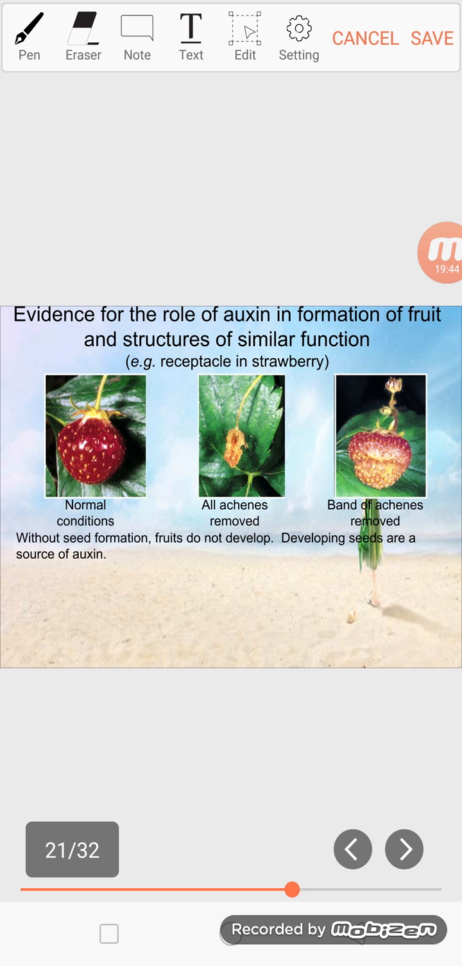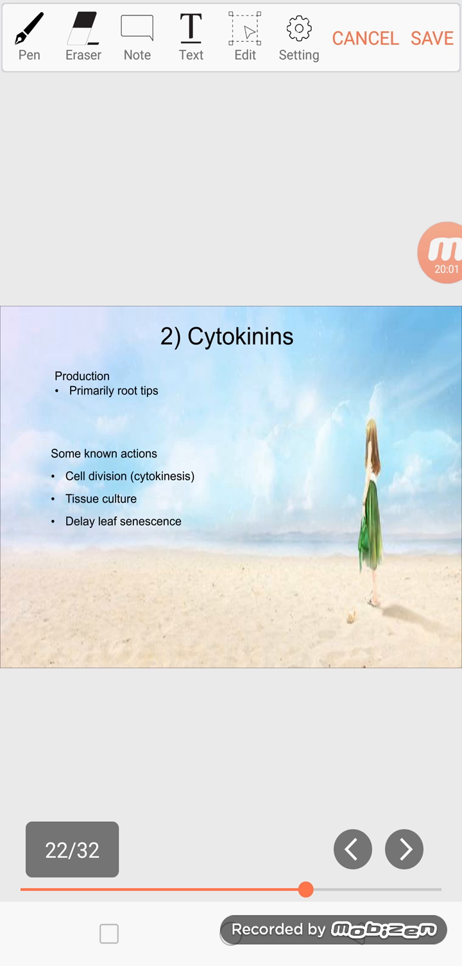So this is what they did for strawberry. So they say that without the seed formation, fruits do not develop. So developing seeds are a source of auxin. So remember tadi, the production of the auxin, they are very high in the shoot tip and also in the developing of seeds. Okay, the second hormone is the cytokinin.